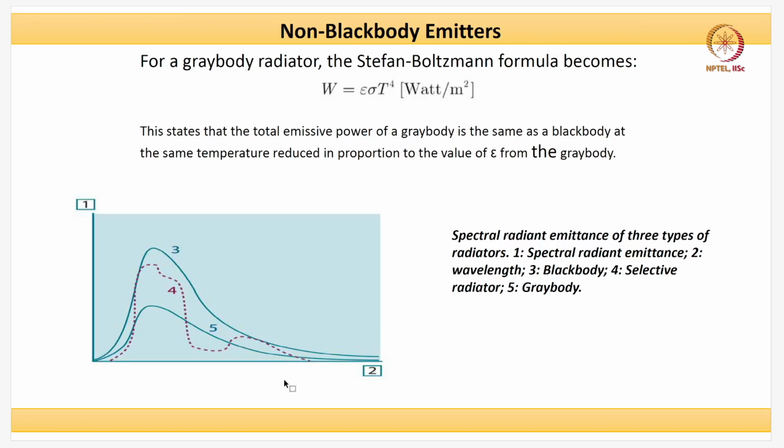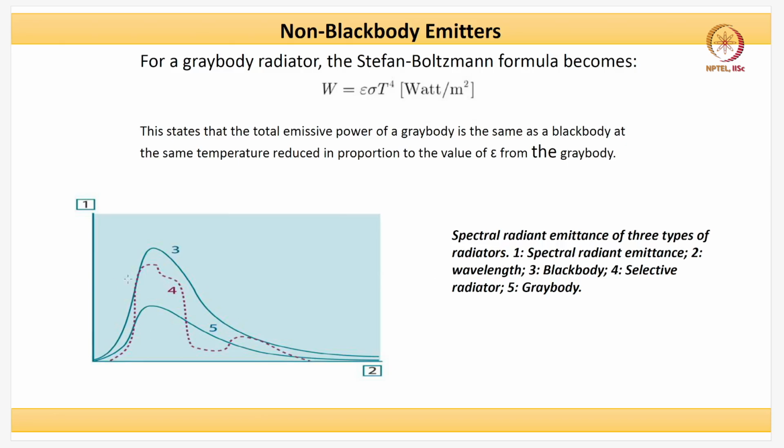So let us see a gray body radiator. The Stefan-Boltzmann formula is therefore revised. You have this coefficient, epsilon, which is the emissivity. This states that the total emissive power of a gray body is the same as a black body at the same temperature, reduced by a scaling factor, which is epsilon.